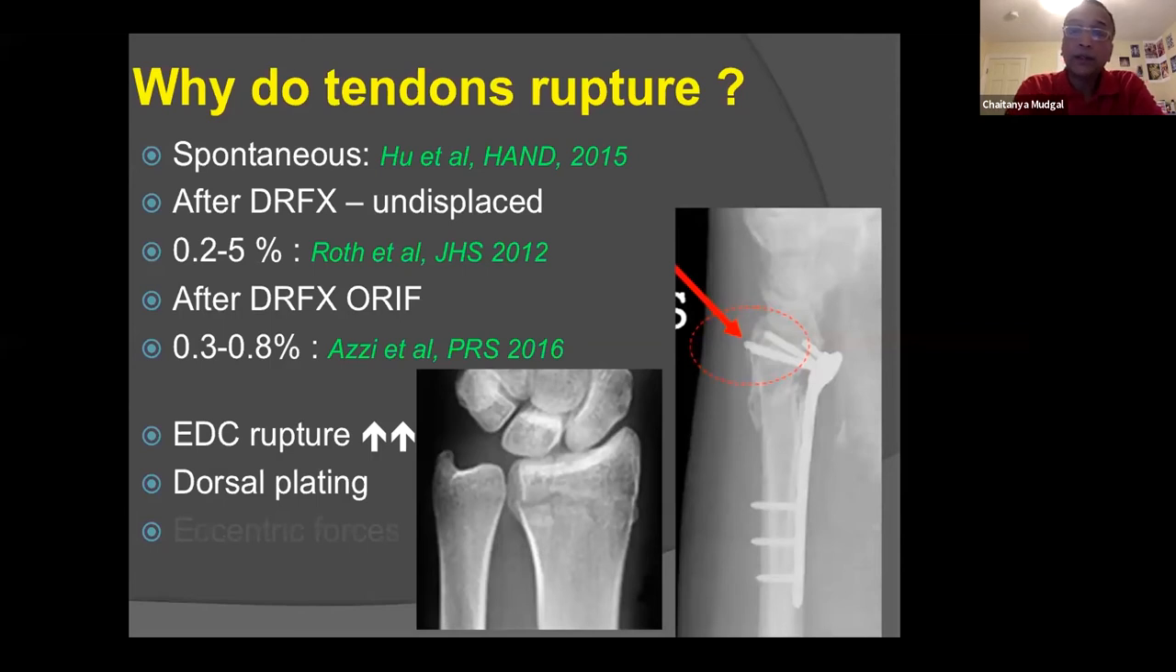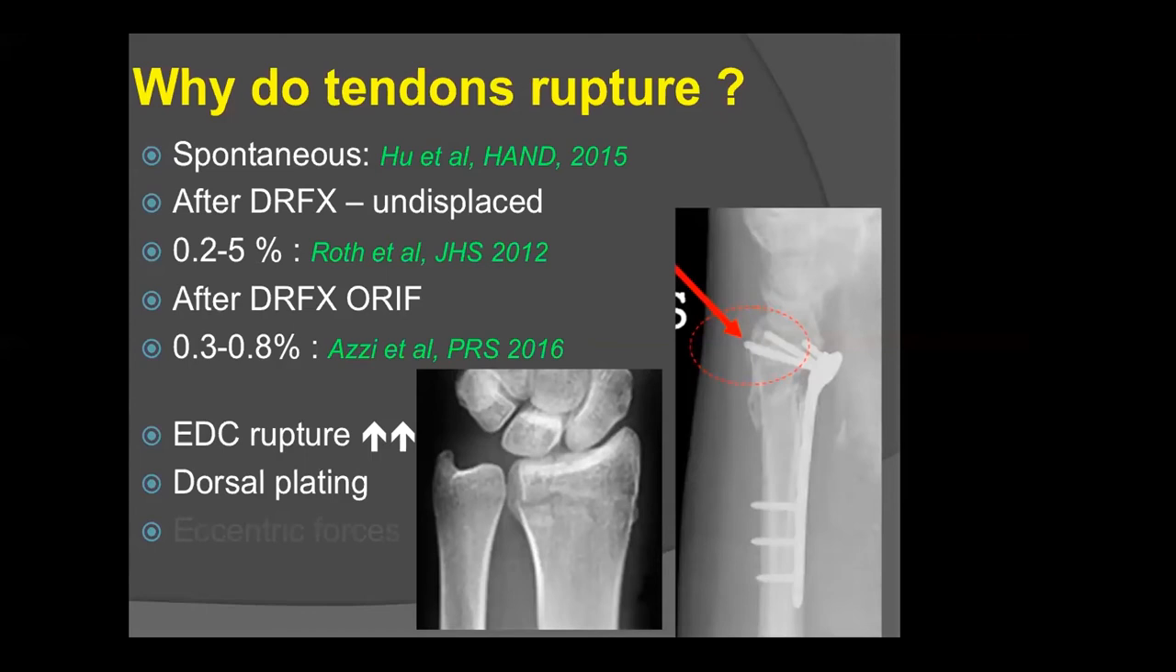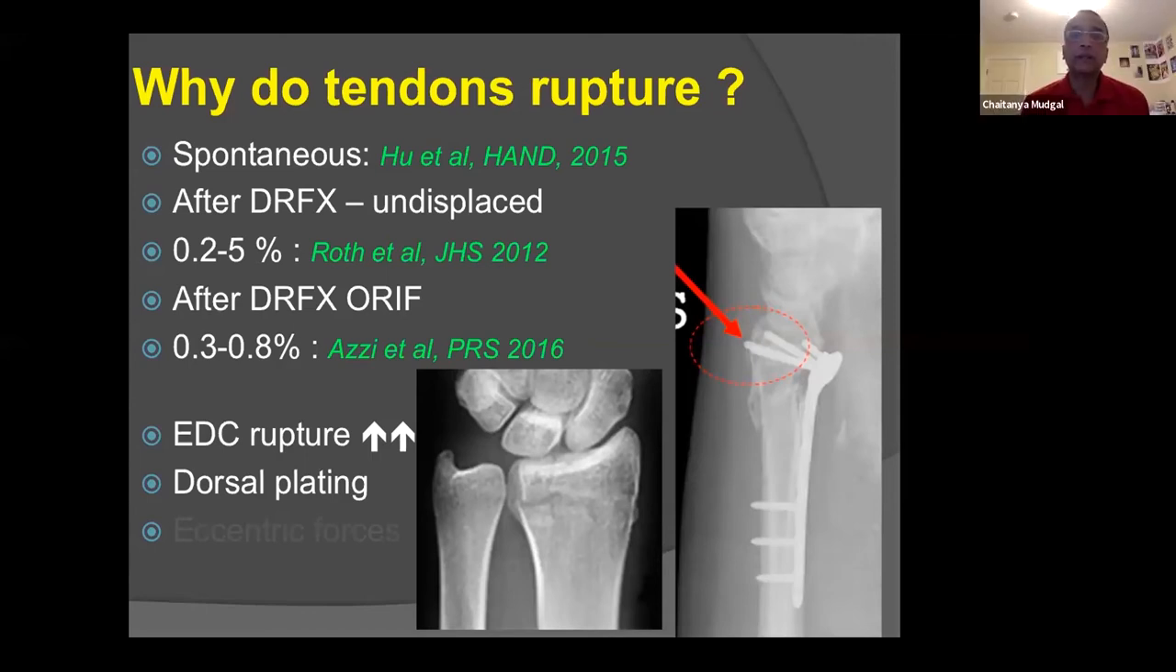Now, what about the main thing that causes ruptures in today's day and age? It's fracture fixation of the distal radius with plates placed volarly. Now, it's about 0.3 to 0.8% in a nice review, which Azzi and colleagues did in PRS 2016. Not surprisingly, they found that the rupture of the EDC was far more common when plates were placed dorsally.